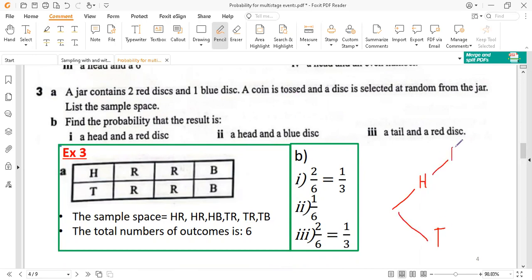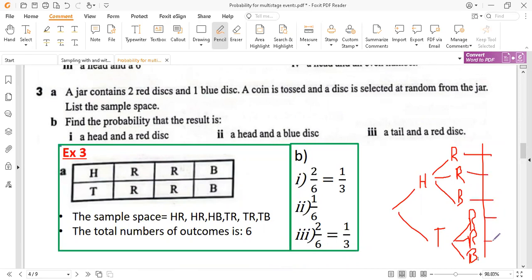So the result of the second event could be red, red, because we have two reds, and blue, because we have one blue. Also, if we obtain a tail in the first one, we can obtain the same outcomes that we obtained before with head. So the outcomes are 1, 2, 3, 4, 5, 6 branchings. The sample space consists of 6 different outcomes.